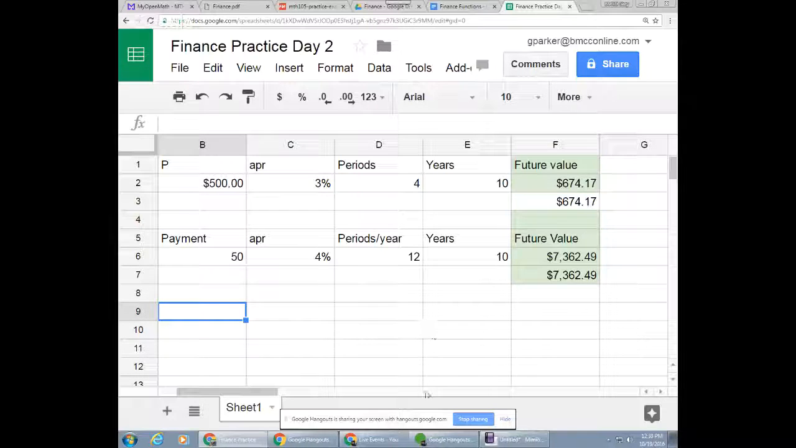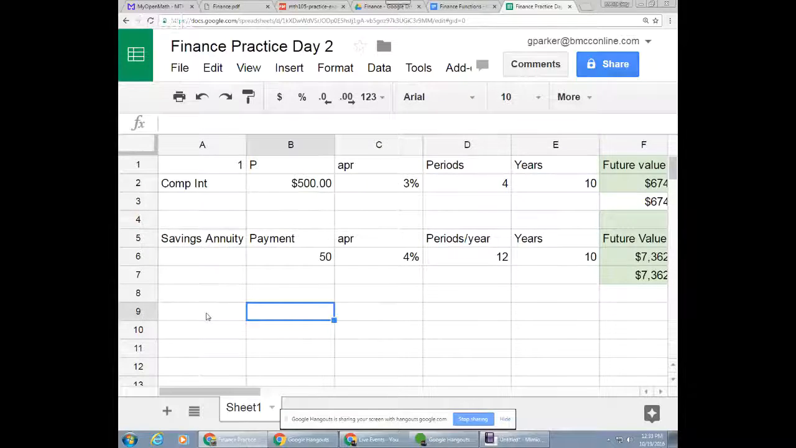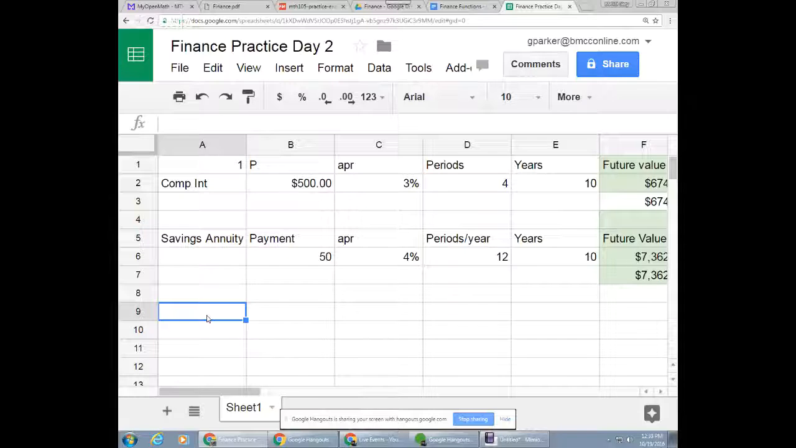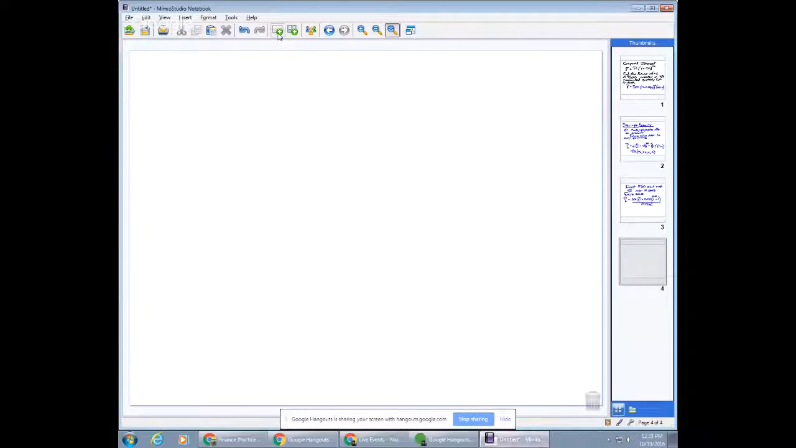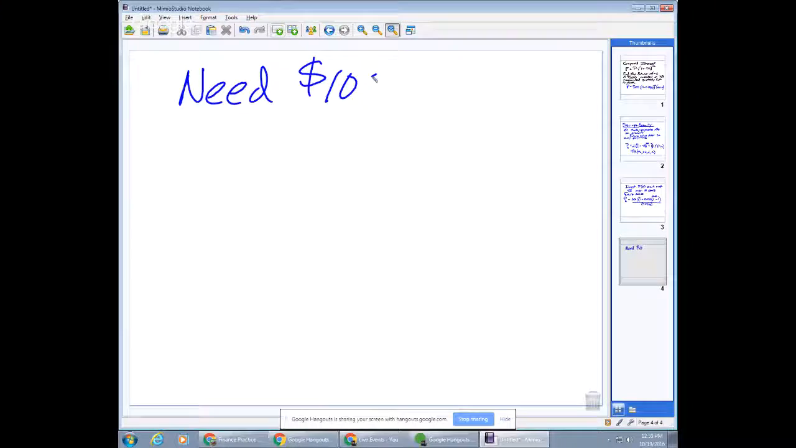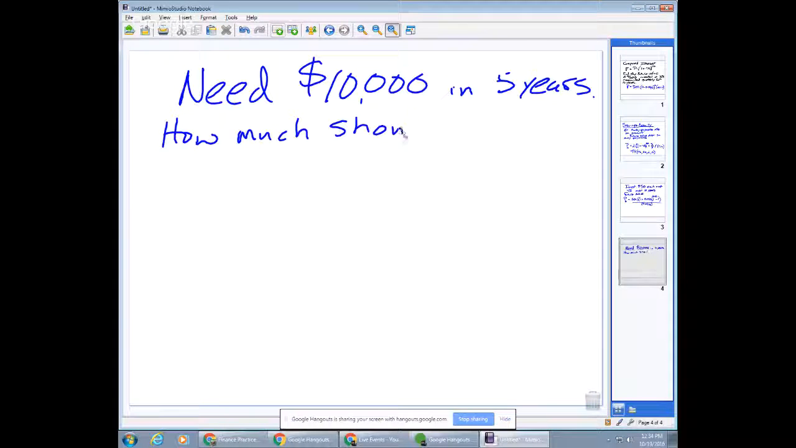All right, let's try another one. So, different perspective. Let's suppose I want to have $10,000 to go on a very nice trip in 5 years. Okay, so I want to plan ahead, save up for this trip. The question is, how much should I put away each month to get that?